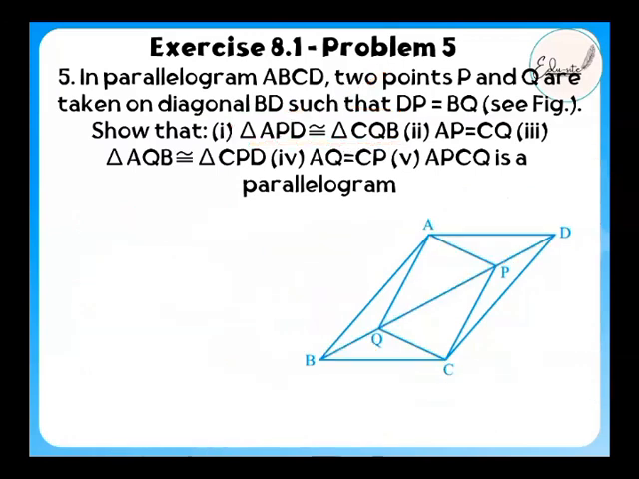See, what does CPCT mean, Laiba? Corresponding parts of congruent triangles. Excellent. Then what more? You have to prove triangle AQB is congruent to triangle CPD. How will you prove this?